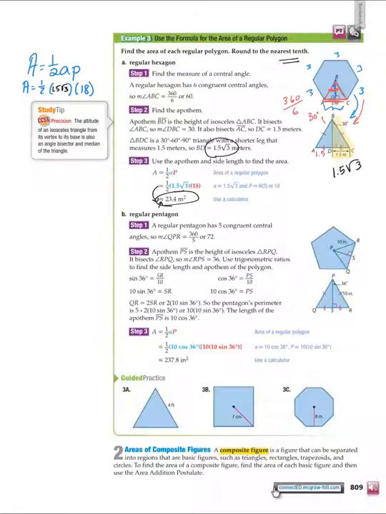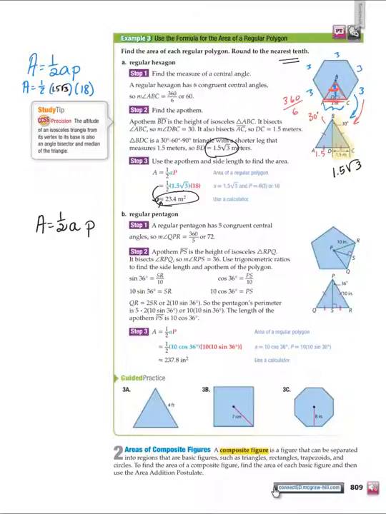All right, let's look at a regular polygon this time. And again, this time they've given us a little something different to look at. They've given us a different piece of given information. So I'm still finding the area of a regular pentagon. So my area is 1/2 the apothem times the perimeter.